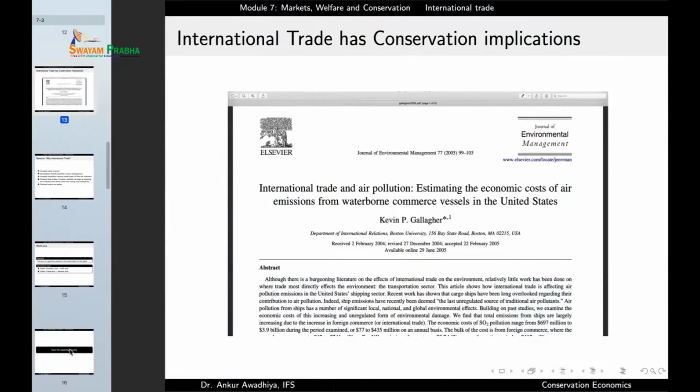So we need to know not just the negatives but also the positives of international trade so that we can find out a way in which the positives can be retained while reducing the negatives, which is why this lecture is important. We need to know not just that international trade is leading to an increase in pollution, but we need to understand what the benefits of international trade are, because of which international trade is occurring. And is there a way in which we can have these benefits without the large amount of air pollution or other pollution?